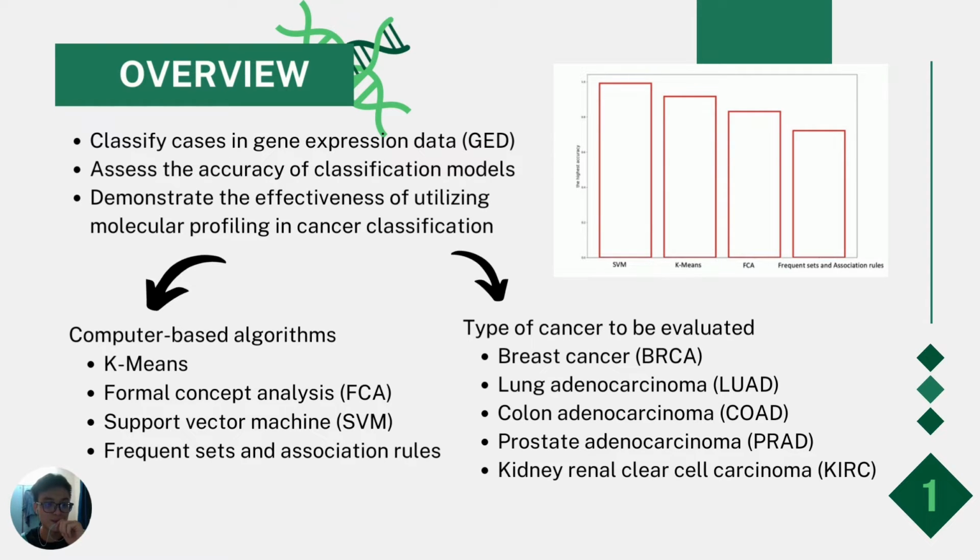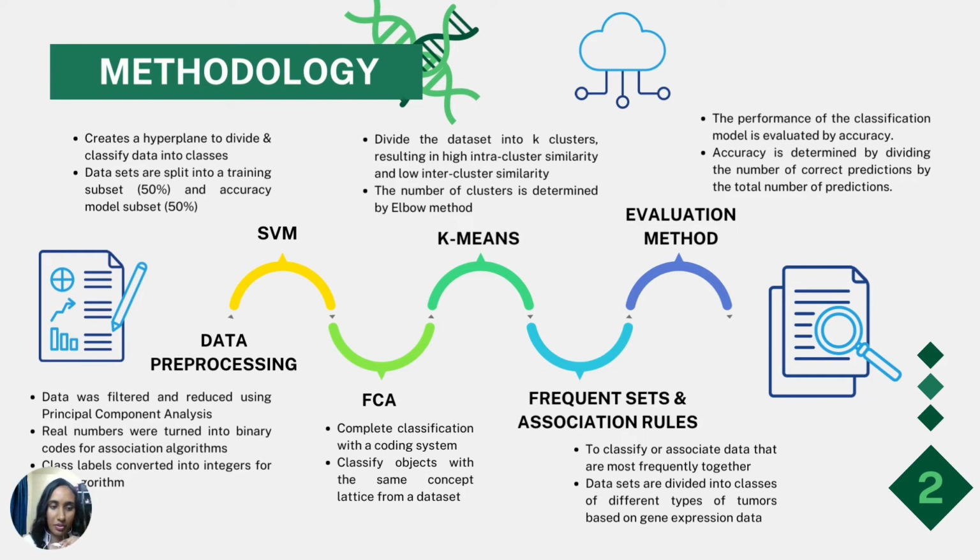In the studies, the algorithms involved include the support vector machines, frequency sets and association rules, K-means, and formal concepts analysis, whereas the types of cancer evaluated are prostate adenocarcinoma, lung adenocarcinoma, breast cancer, kidney renal clear cell carcinoma, and colon adenocarcinoma. So let's have a look at the methodology.